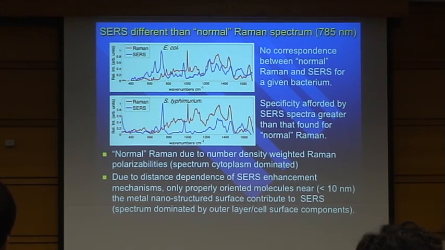If I'm acquiring a spontaneous Raman spectrum, then it's, of course, the number density weighted molecular Raman polarizabilities that are giving rise to these sorts of signals, and that's going to be dominated by the cytoplasm, right? That's where most of the volume in the cell is. On the other hand, these are the distance dependent surface mechanisms. All those molecules that are close to the surface, whatever they might be, are going to give rise to these sorts of spectra. So, of course, you'd expect them to be quite different, as they are.